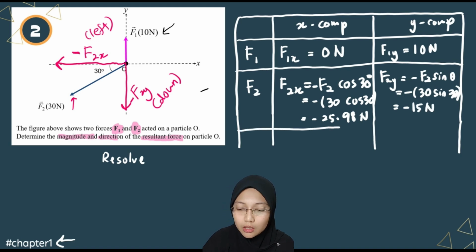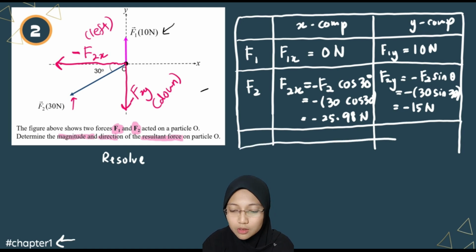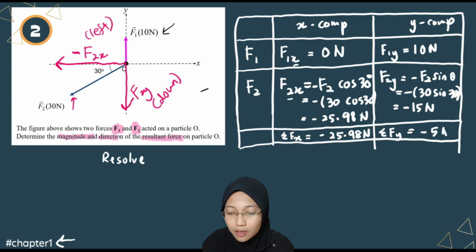Okay. Then once you have got the x and y components for both forces, we are going to total up. So this is the summation of Fx. You add up the F1x and F2x. Then you are going to get negative 25.98 Newton. And for the summation of Fy, it is negative 5 Newton.